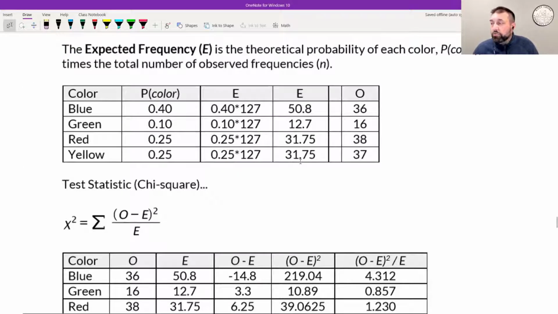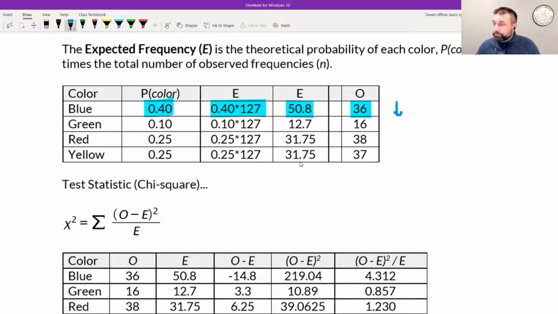So if we have 127 fruit snacks and 40% are supposed to be blue, then in theory, we should have about 51 fruit snacks that are blue. Our counting of fruit snacks said we only had 36. Theory says we should have 51. The experiment showed that we only had 36. So this number is a little bit low, but is it significant enough?